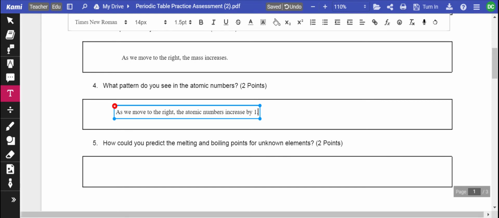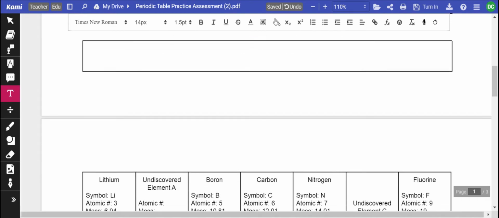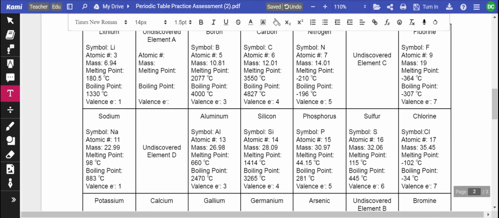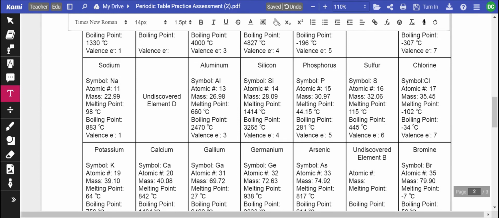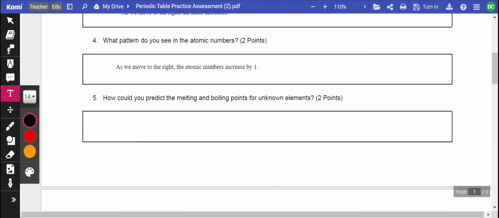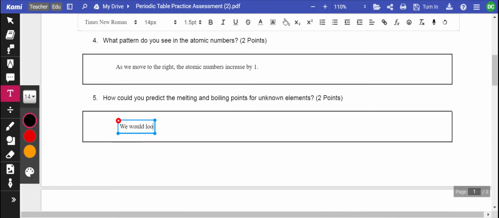Number 5, how could you predict the melting and boiling points for unknown elements? The easiest way that we found in our discussion last week was to look at the neighbors and find a value that is about in the middle between the neighbors.